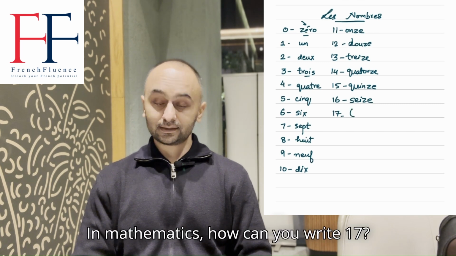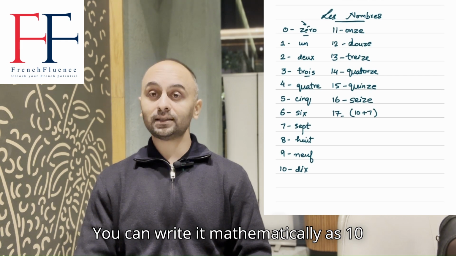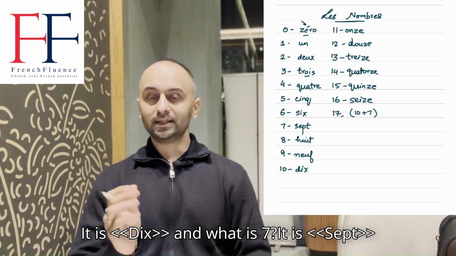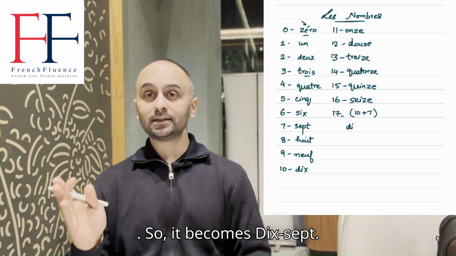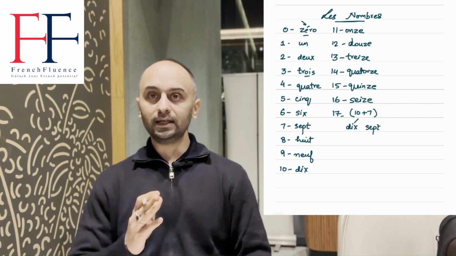In mathematics, how can you write 17? You can write it mathematically as 10 plus 7. So what is 10? It is this. And what is 7? It is set. So it becomes the set.